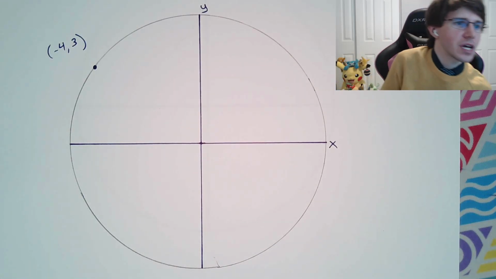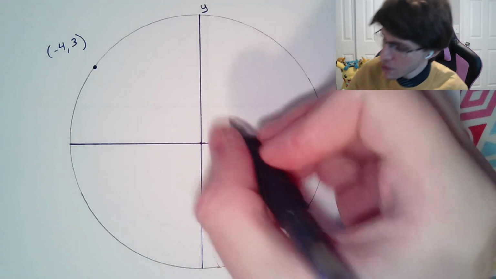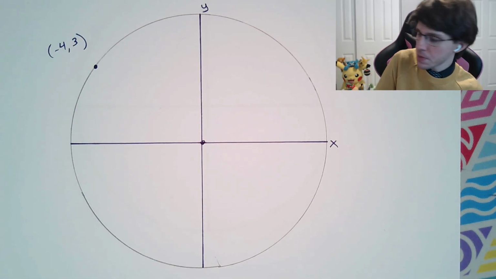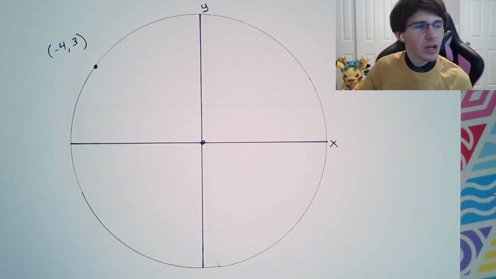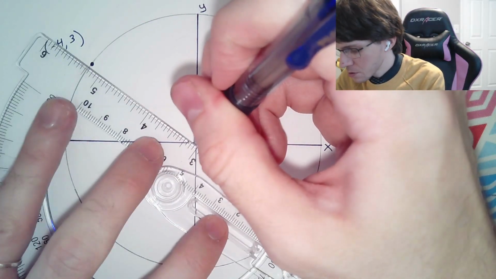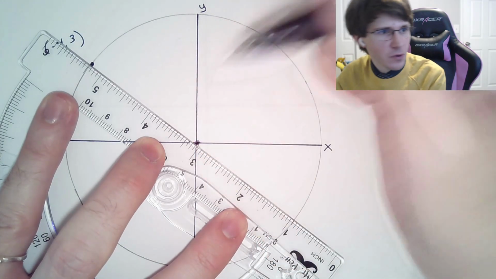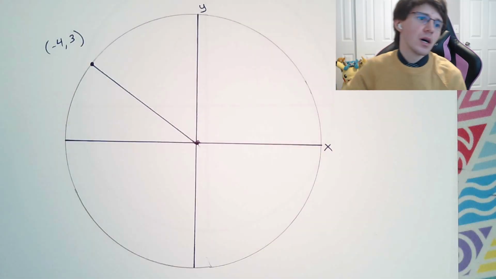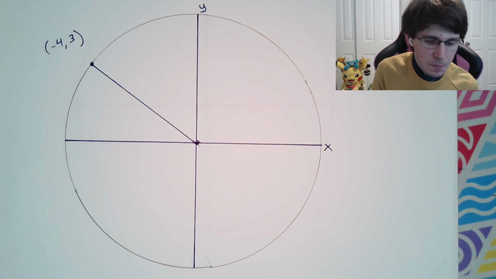It's not a coordinate that's actually on the unit circle, but the point is we have the origin and we have this point here. What we're going to do is draw a radius of the circle from the origin to that spot. By the way, this would be a circle of radius 5, a 3, 4, 5 triangle, if you remember that from the previous video. There's your radius right there.